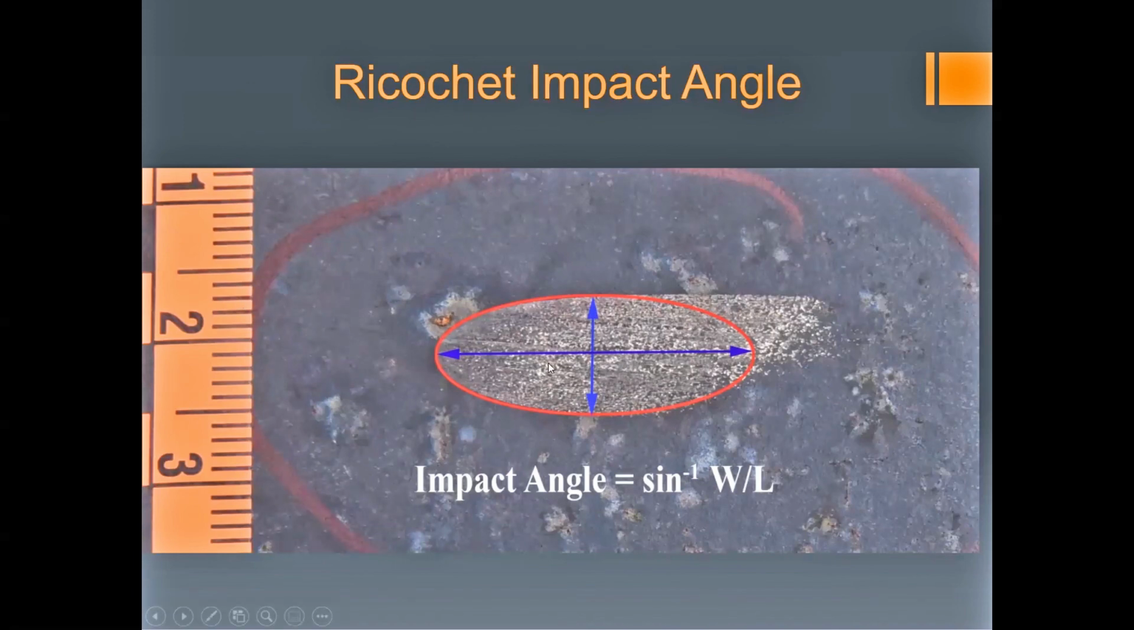Okay, so we know when we look at this mark that the bullet's traveling left to right. What angle was the bullet fired at? This doesn't give us our ricochet angle. This gives us our angle of impact. So the bullet's traveling here, creates this mark and departs. We can calculate this angle. We just divide the width by the length. We take the arc sine of that, sine to the -1, and that'll give us our impact angle. Might not need any of this stuff.